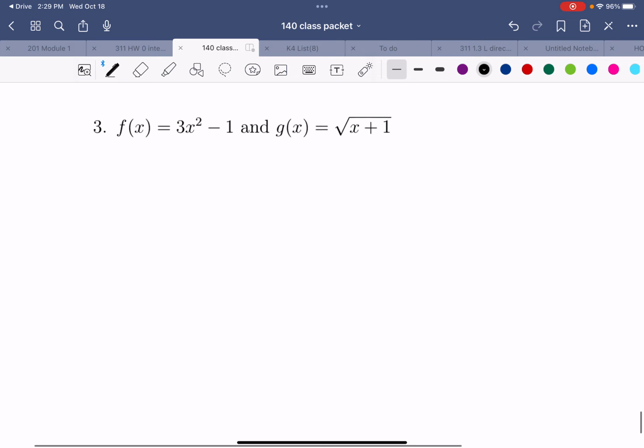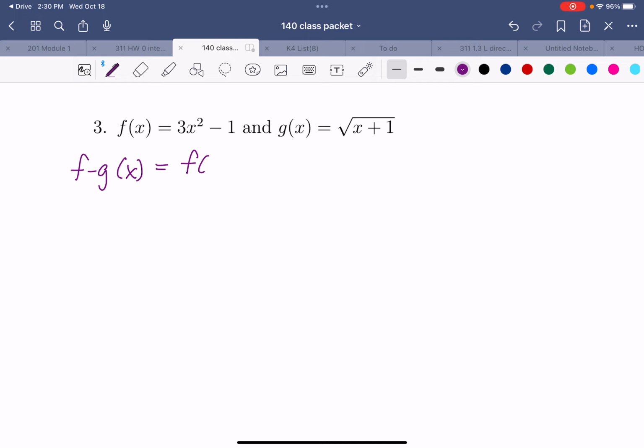On to number 3. We're going to start out by subtracting these. So (f minus g)(x) is f of x minus g of x. And this is 3x squared minus 1 minus, now g of x is one whole square root, so I don't need parentheses here, square root of x plus 1. Okay, nothing to combine, so I'm going to leave it.